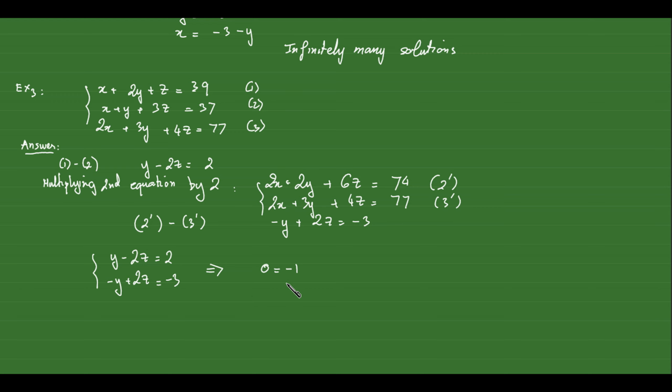So what do you have over here? 0 equals negative 1? Something doesn't make sense, right? So this is not true. If you simplify a system of linear equations in 3 variables and you have something that is not true, then you can jump to the final conclusion that this system has no solution. If you have something that is true all the time, no matter what, for example 1 equals 1, 2 equals 2, 3 equals 3, then that system has infinitely many solutions. But if you have something that is not true, then the system has no solution.